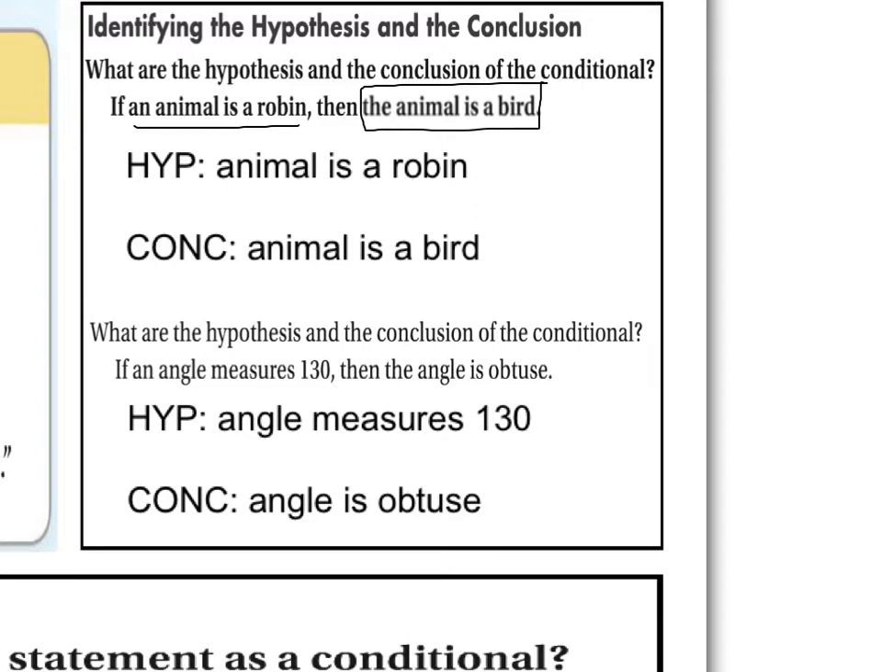Second one, what are the hypothesis and conclusion of the conditional? If an angle measures 130 degrees, then the angle is obtuse. Again, the hypothesis is whatever follows the word if: an angle measures 130 degrees. The conclusion is whatever follows the word then: the angle is obtuse. You're going to have to be able to identify the hypothesis and the conclusion of a conditional statement.